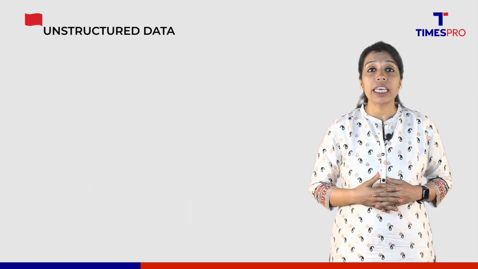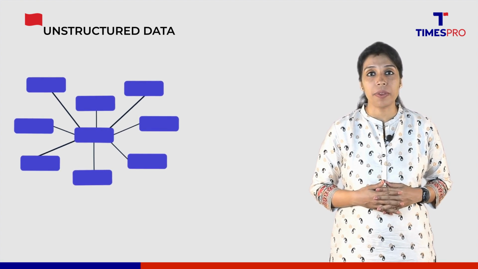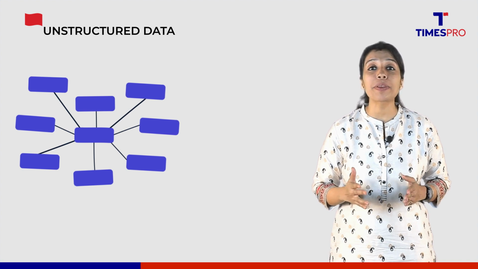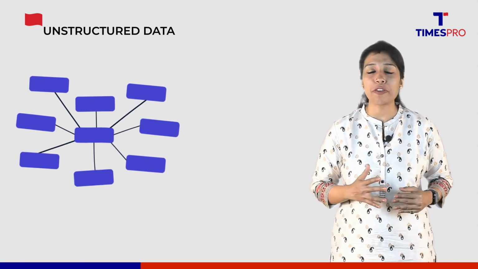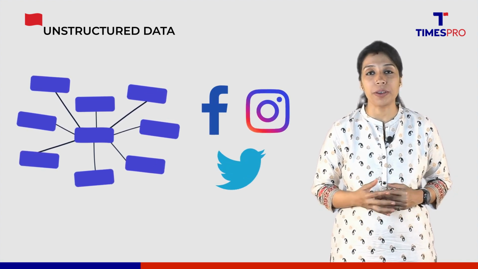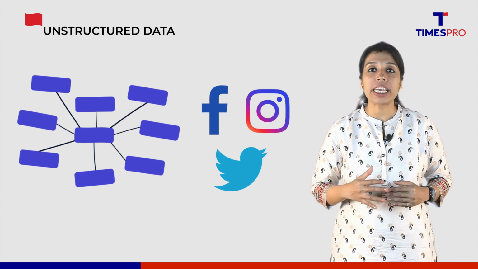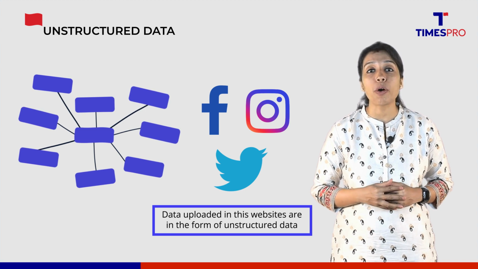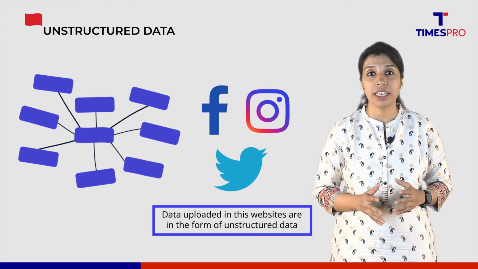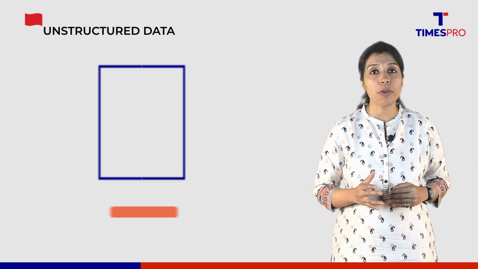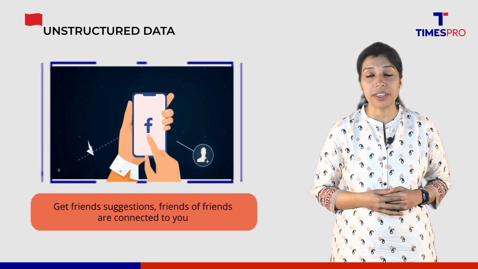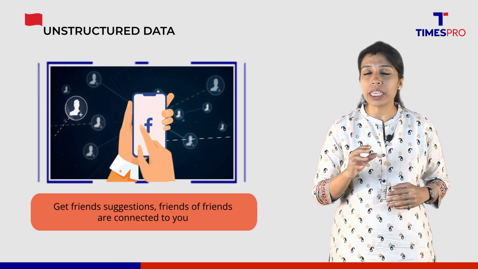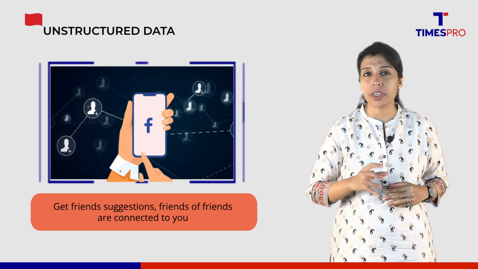Another type of data is unstructured data. Unstructured data usually comes from platforms like social media. We have Facebook, Instagram, Twitter. A lot of things that are uploaded on these particular websites are in the form of unstructured data. For example, on Facebook, you get friend suggestions, right? Friends of friends are connected to you. So, this data is in the form of unstructured data.